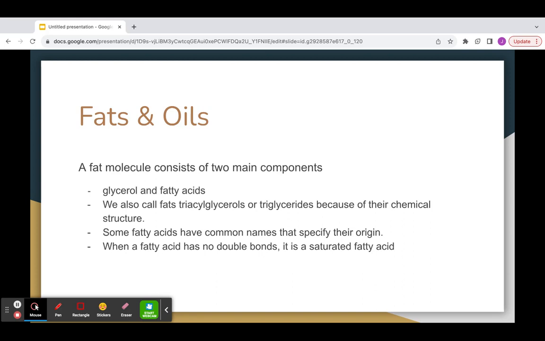When a fatty acid has no double bonds, it's a saturated fatty acid. Lipids also provide insulation from the environment for plants and animals. For example, they keep aquatic birds and mammals dry by forming a protective layer over their fur or their feathers. This is because of their water repellent, hydrophobic nature.